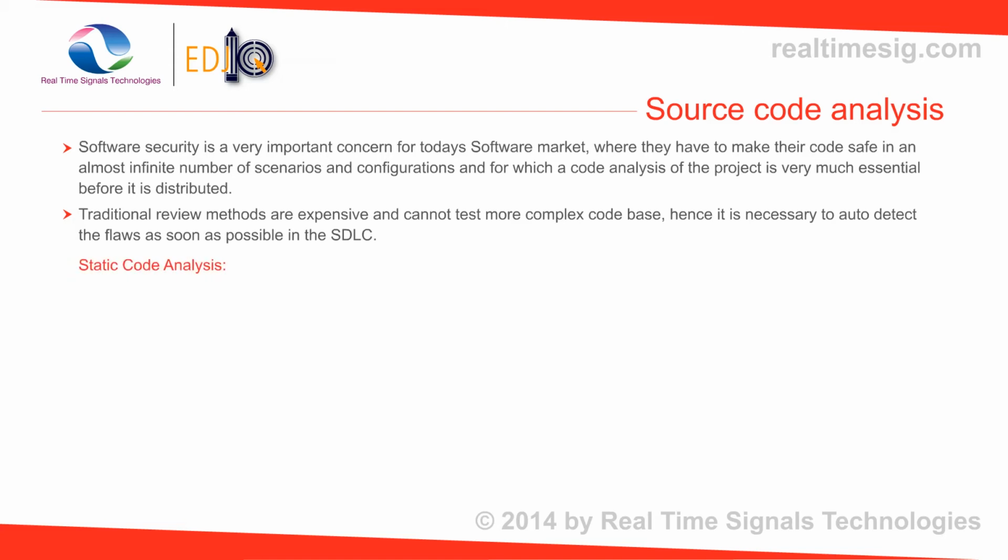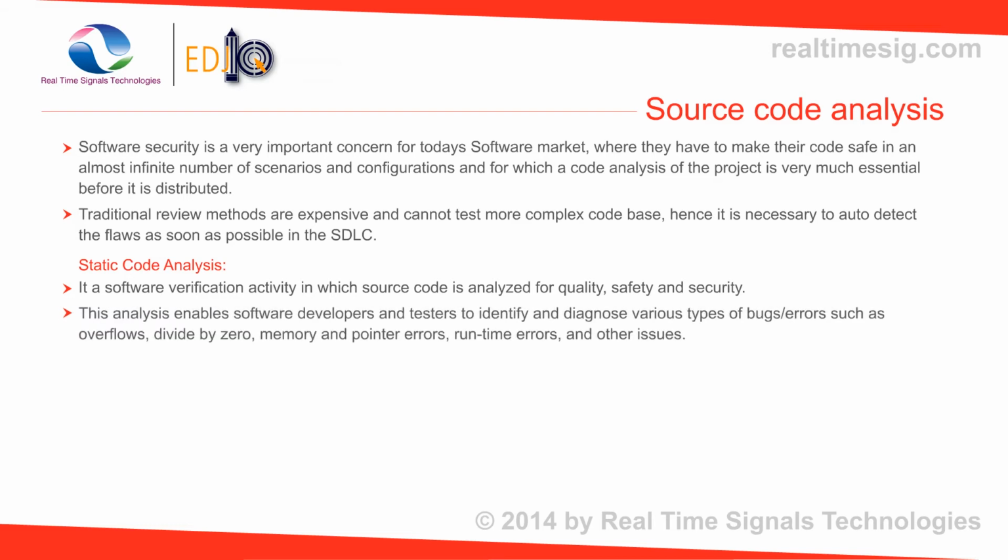Static code analysis. 1. It is a software verification activity in which source code is analyzed for quality, safety and security. 2. This analysis enables software developers and testers to identify and diagnose various types of bugs and errors such as overflows, divide by zero, memory and pointer errors, runtime errors, and other issues. 3. It functions by reviewing the code without actually executing the code.